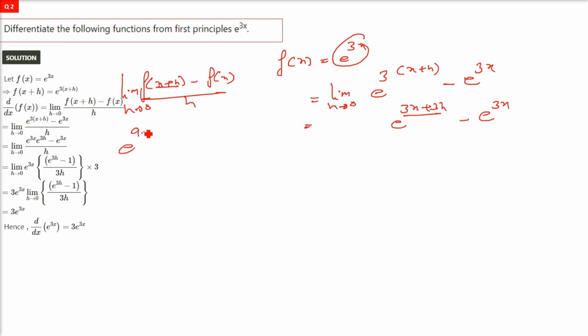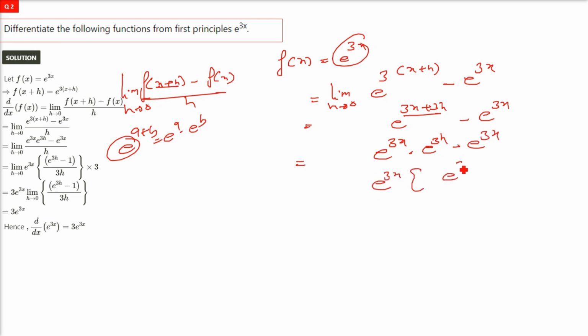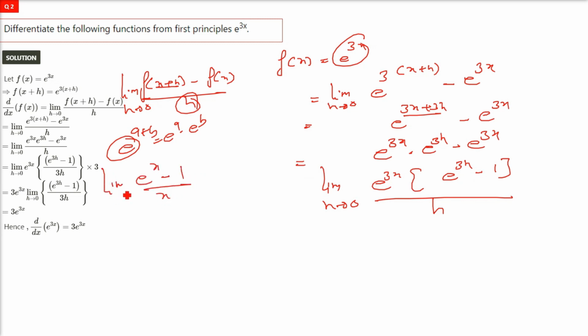Now here, e raised to the power 3x plus 3h minus e raised to the power 3x. Same thing, e raised to the power a plus b can be written as e raised a dot e raised b. This can be any variable, x, y or whatever. So e raised to the power 3x dot e raised to the power 3h minus e raised to the power 3x. Just take e raised to the power 3x common, you get e raised to the power 3h minus 1, and then you have an h in the denominator. e raised to the power 3x you can always take common because it is not related to h. And I told you e raised to the power x minus 1 by x, limit x tends to 0, is going to be 1.